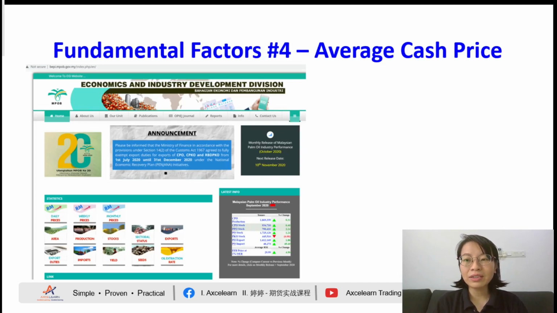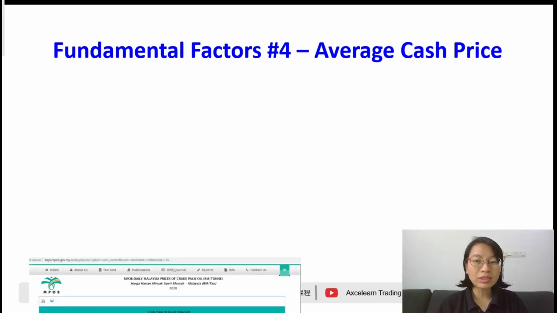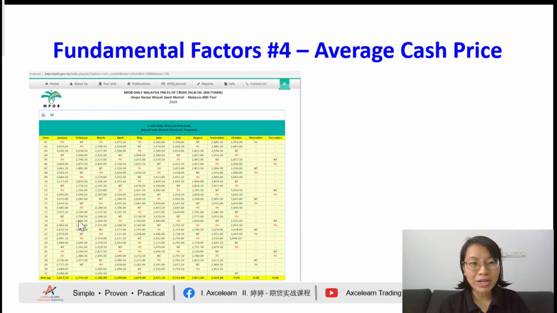Now, the fourth factor will be the average cash price. Now, this average cash price, where are you going to take it from? You're going to search for it from the MPOB website as well. So this is the website. And from the website itself, from here, you can get the price. So how does it look? Can you see all the prices?